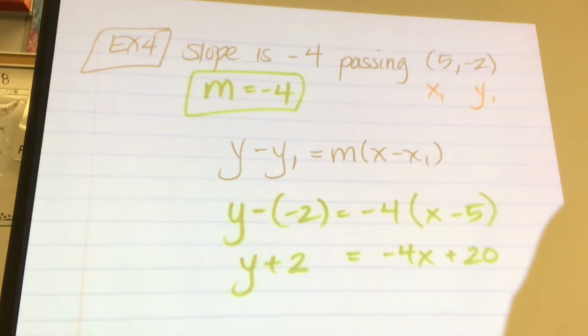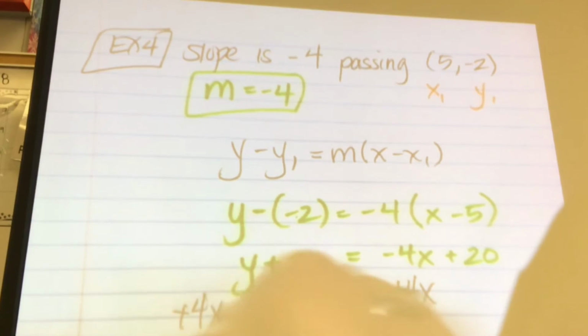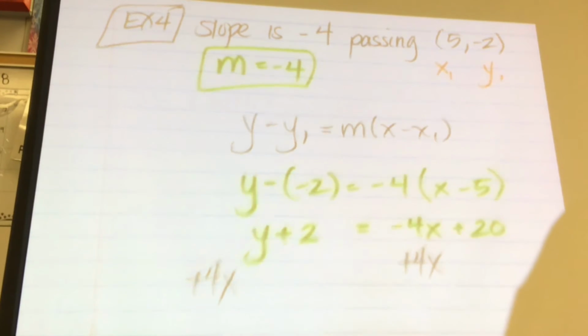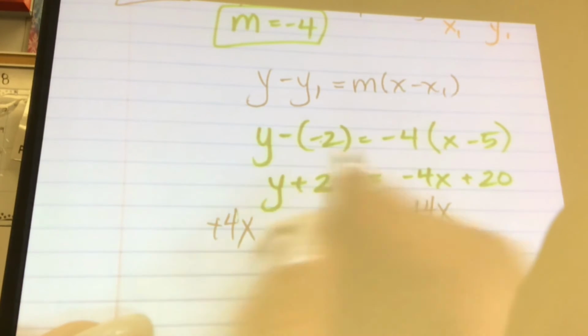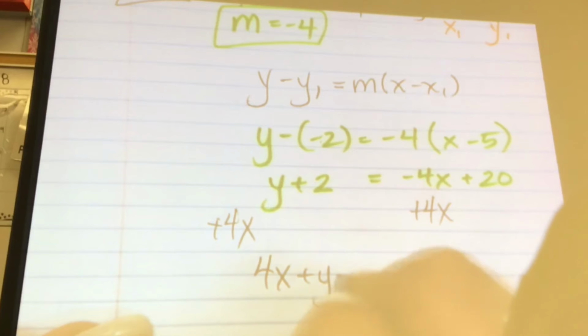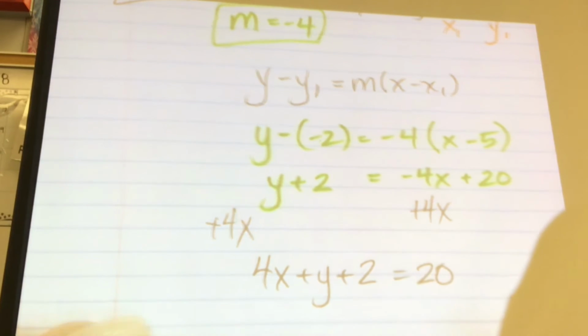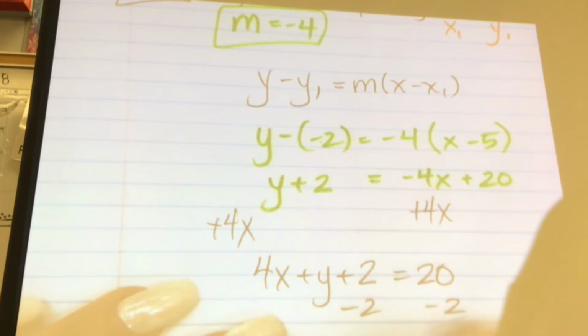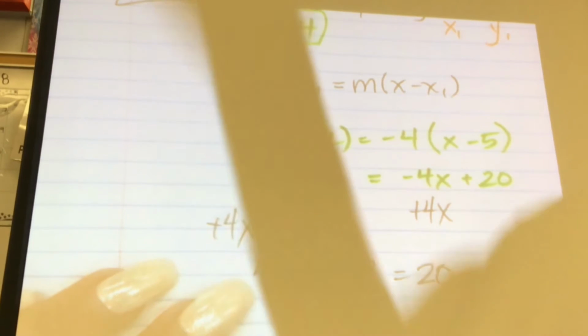Hannah, I want it in standard form, so what do I have to do? You have to add 4x to both sides. Beautiful. Jameson, what happens when you add 4x to both sides? You get 4x plus y plus 2 equals 20. Am I done? No. Last step, what is it, Stephen? Subtract 2 on both sides. You should have gotten 4x plus y equals 18. Who got that?